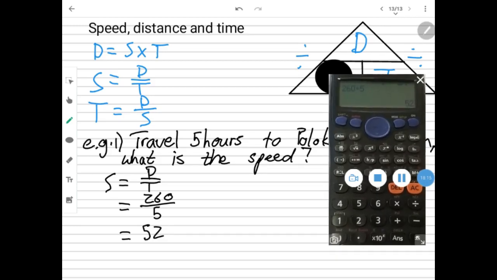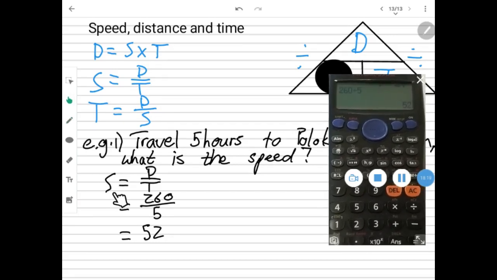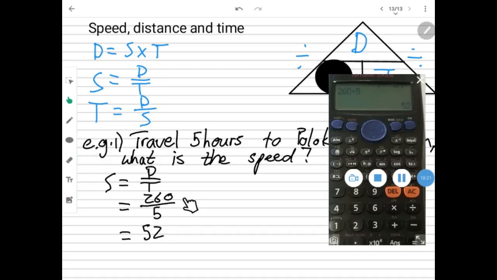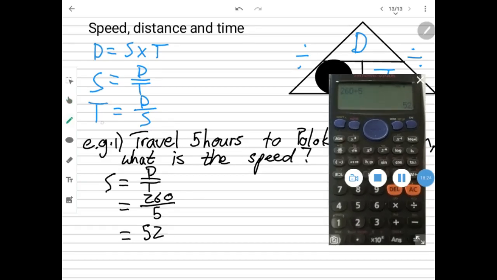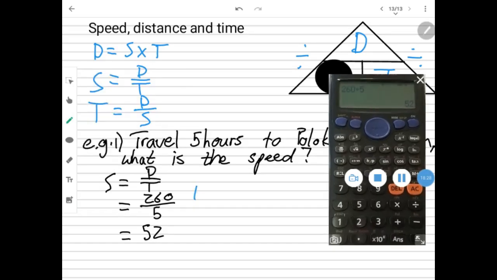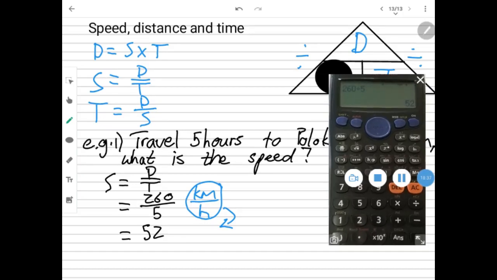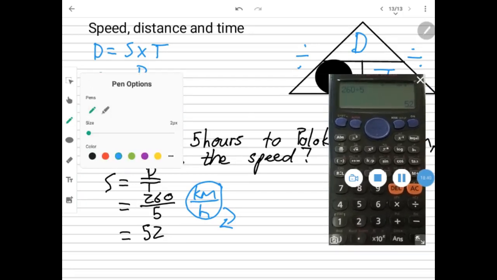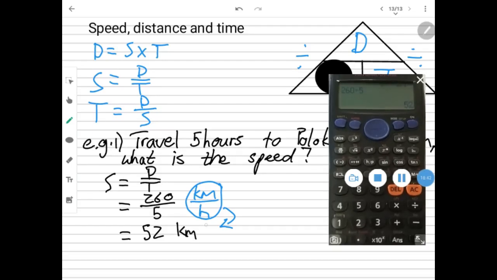52, right, 52 what? Remember, we're looking for speed, so we start with kilometers and hours, right? So I'm just writing this in blue. You can write it in pencil: kilometers, and we add hours over there. So you're using this to get your answer. That's what you're writing now: kilometers divided by hours, or kilometers per hour. Okay, that's how you get to the final answer.